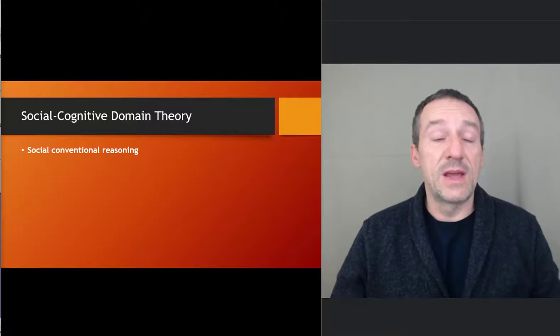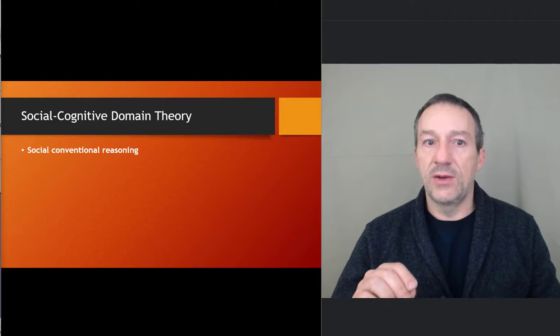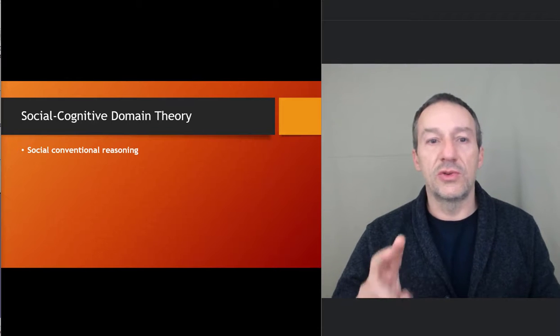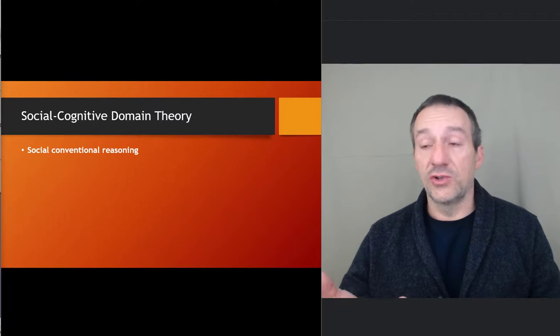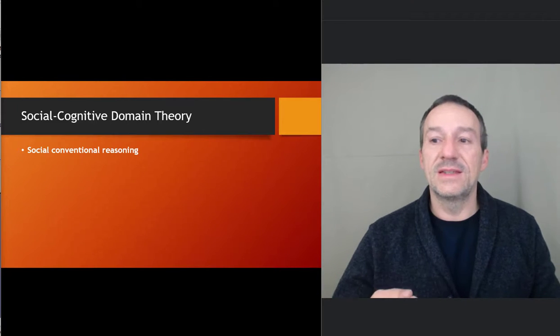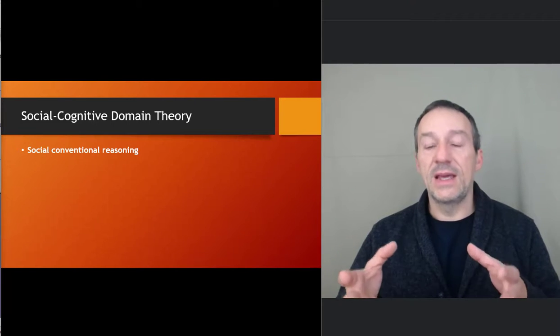The social cognitive domain theory states that there are different domains of social knowledge and reasoning. There's moral, social, and personal. The social conventional reasoning focuses on conventional rules that are established by social consensus and convention. These rules exist to control behavior and maintain the social system.